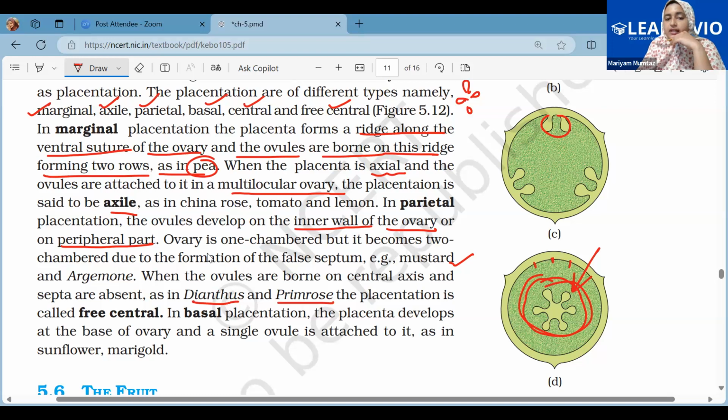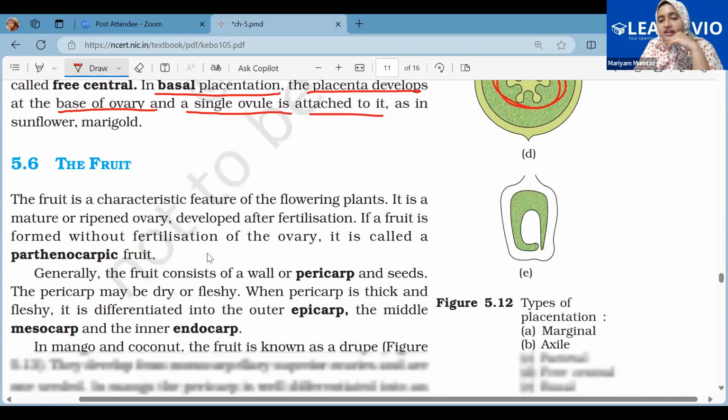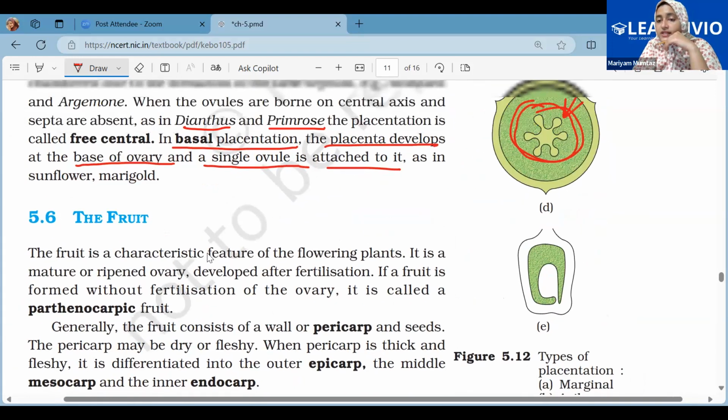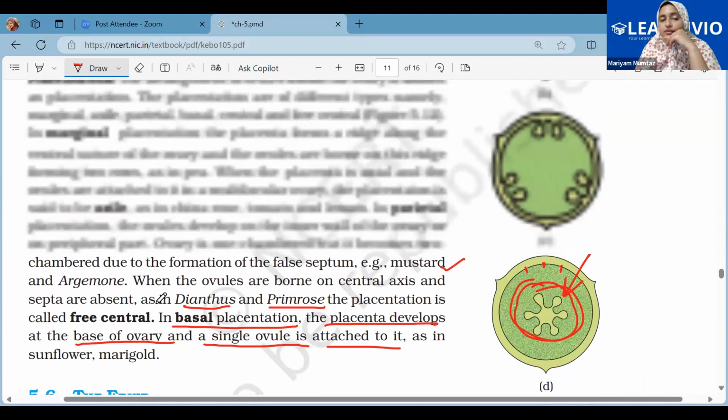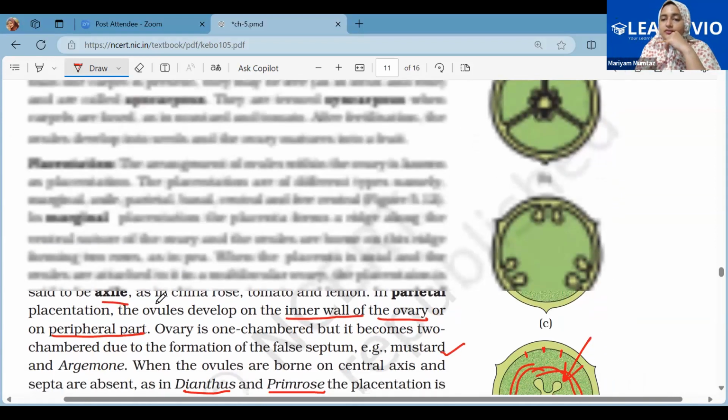Lastly, there is the basal placentation. Here, the placenta develops at the base of the ovary and a single ovule is attached to it. This one is found in sunflower and marigold, meaning this placenta is developing at the base of the ovary. Okay, towards the basal part, not throughout, not at the side, but at the base. So that is what we call as the basal placentation. Sunflower and marigold are the examples. So placentation is clear to you all?